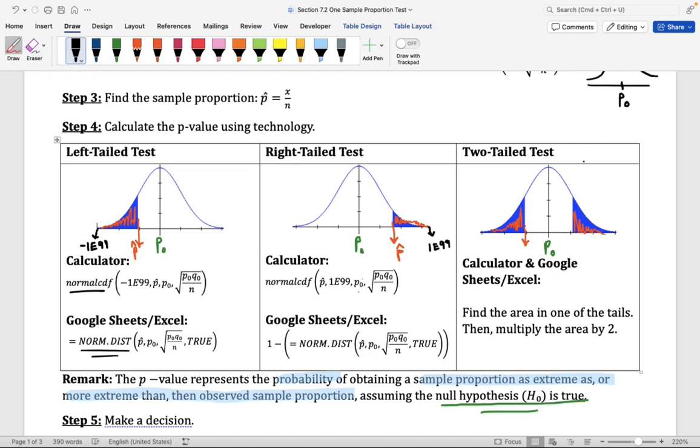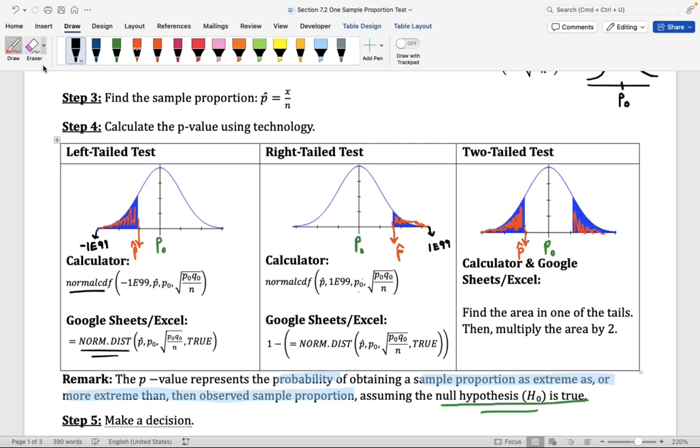If you're running a two-tail test, you're going to need to find the area of one of the tails, then multiply the area by 2. So for example, let's say that in step 3, we found a p-hat that is lower than p-naught. So a p-hat that is on this side, on the left-hand side. In that case, we need to find the area below this p-hat. So we need to find the area on the left tail. Here we have functions that can help us find the area on the left tail. Once we find that area, we're simply going to multiply it by 2.